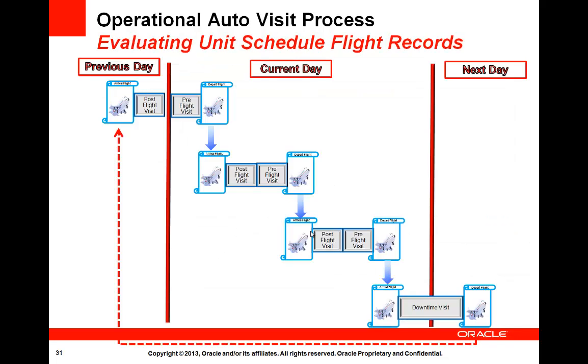We're now going to review further the evaluation of unit flight schedule records and the impact on existing visits or possibly the creation of new visits. When a flight record gets updated, in this case a departure flight, the system has to look both before the departure flight for any downtime or pre-flight visits. It also has to look at the next flight record to see if there's any impact on its flight arrival and any downtime or post-flight visits as well. In our example here, both the pre-flight and post-flight visits could be impacted on both of these flight segments.